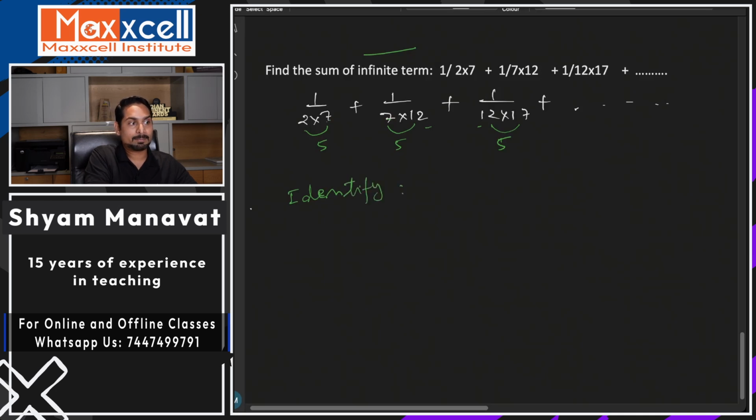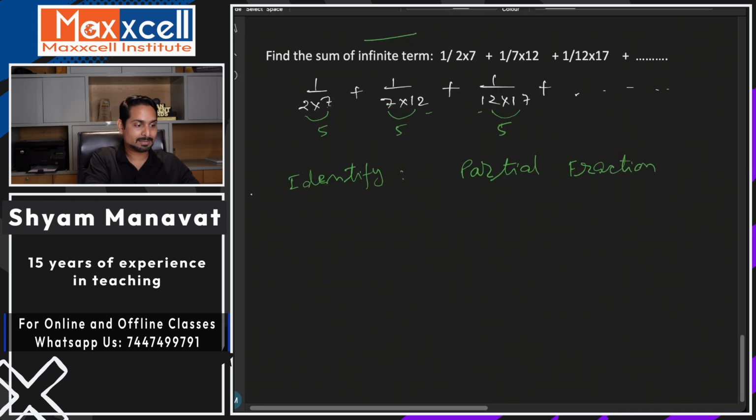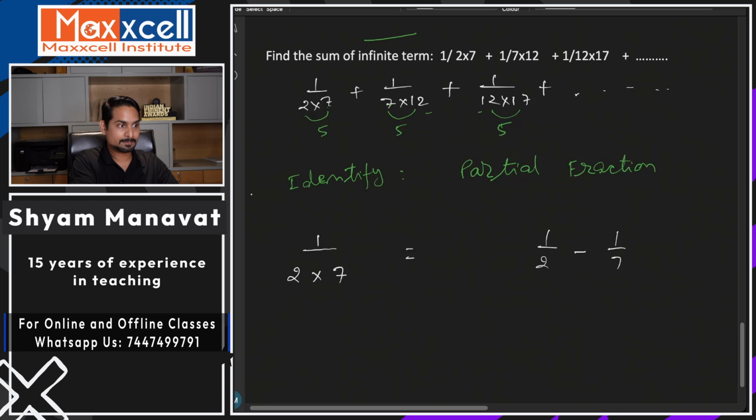That we need to apply what? Partial fraction to solve this. Now how to apply partial fraction? Let's understand this part. So we write 1 upon 2 into 7 as what? 1 upon 2 minus 1 upon 7.